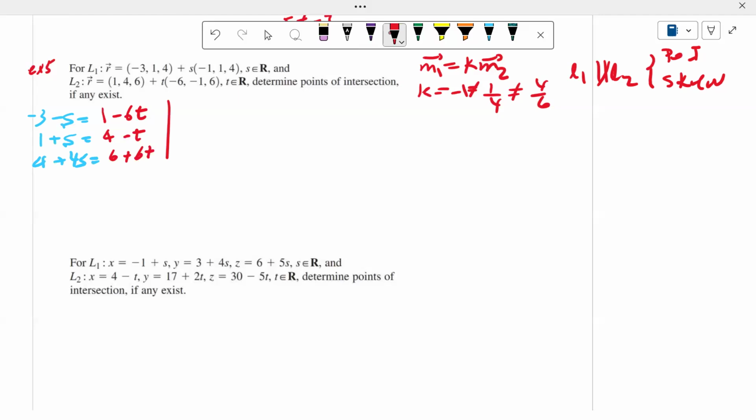I'm going to simplify these ones. I get minus 6t plus s is minus 4. Simplify this one, it gets t plus s is 3. And the last one is 6t minus 4s is minus 2.